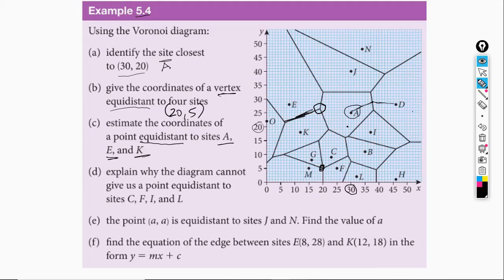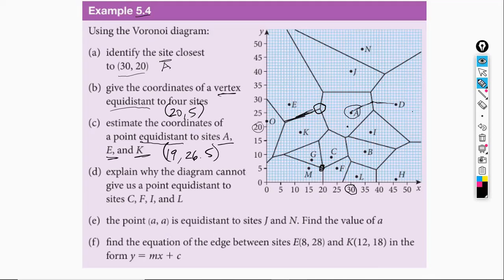Now, please forgive me because I cannot see those lines too well, but it seems to be 19 here, and I'm going to guess about 26 and a half. So let's say 19, comma, 26 and a half.